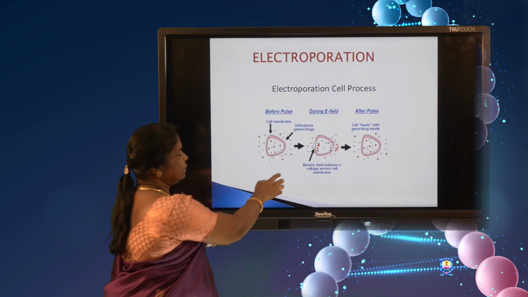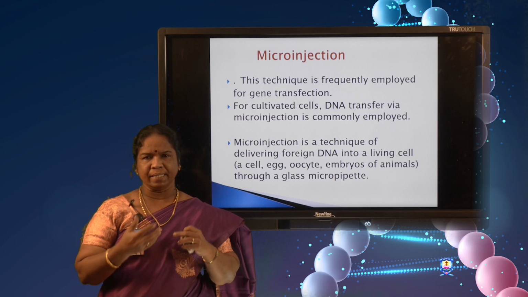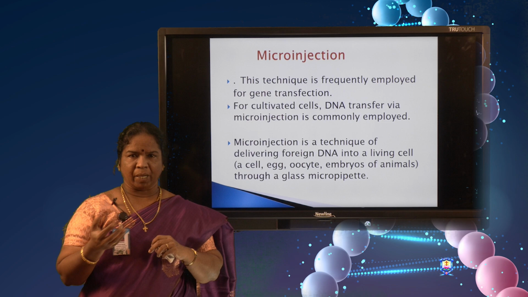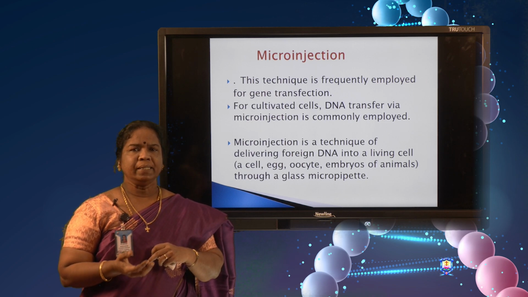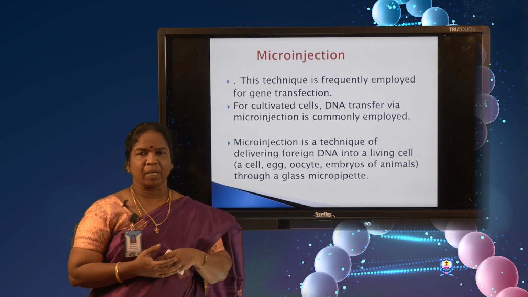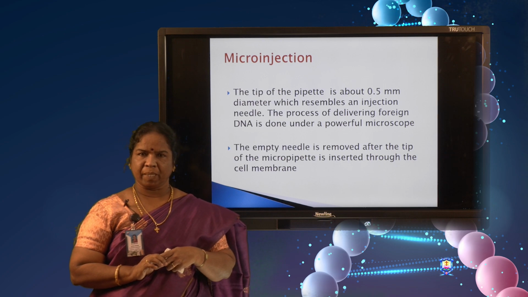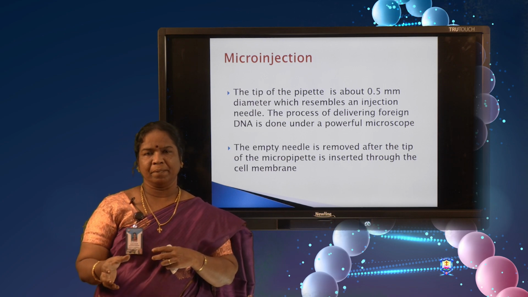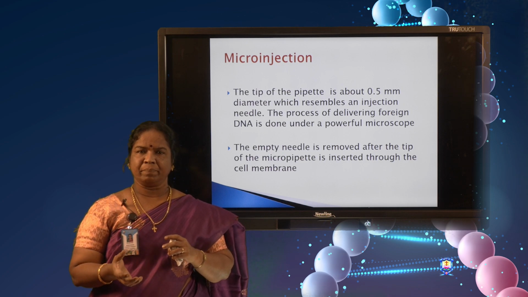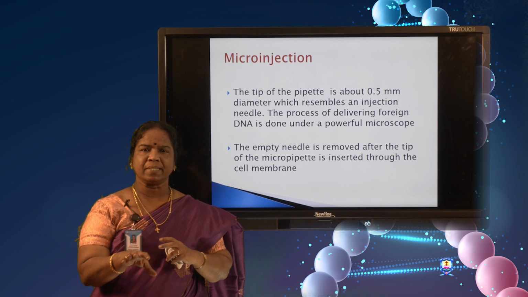Okay. Next one, microinjection. Microinjection is a technique used to deliver the foreign gene into the host cells. For cultivated cells, the transfer of DNA by microinjection is commonly employed. Here the foreign gene is delivered into the host cells by using a glass micropipette. The tip of the micropipette is about 0.5 mm in diameter, which resembles an injection needle. The transfer of DNA by microinjection is done under a powerful microscope. The empty needle is removed after the tip of the micropipette is inserted into the cell membrane.